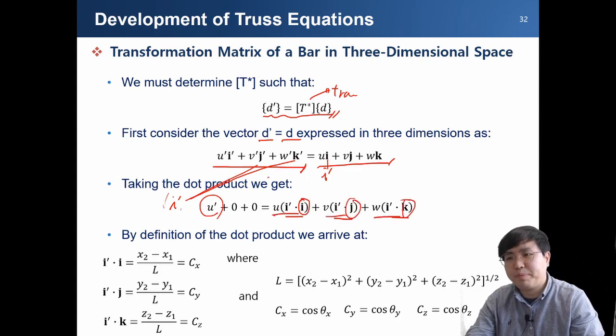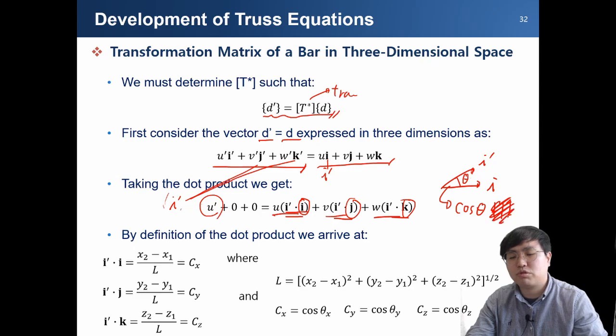However, we know that this is i hat and this is i, so the projection returns a magnitude related to the angle. This becomes cosine theta, and the other quantity is equal to 1, so we don't need the other values here anymore. This is what we call the directional cosine.